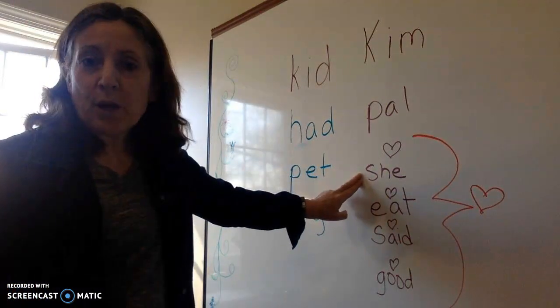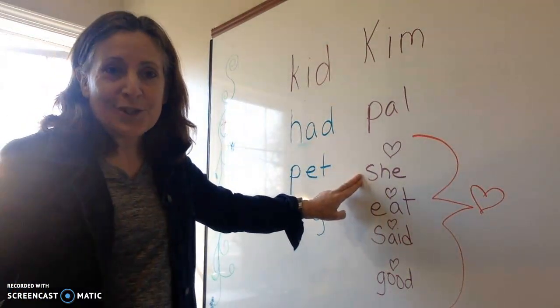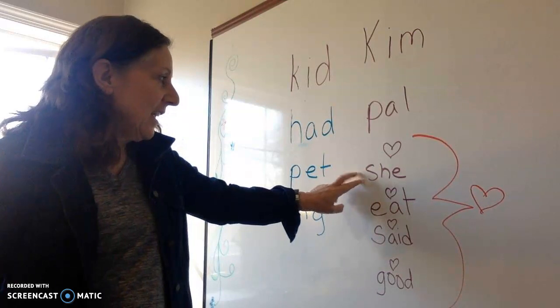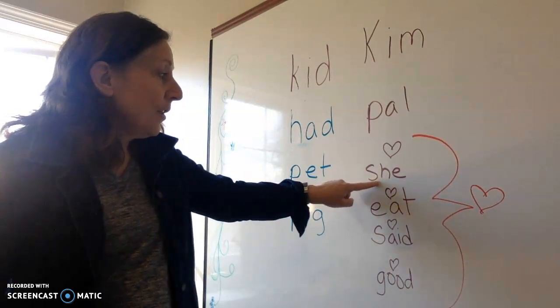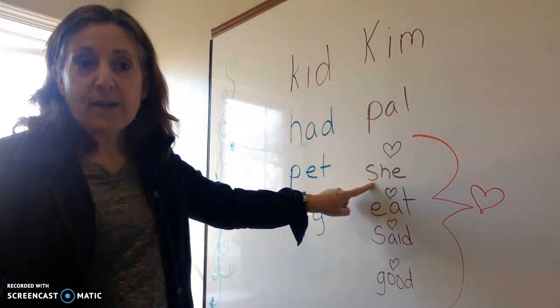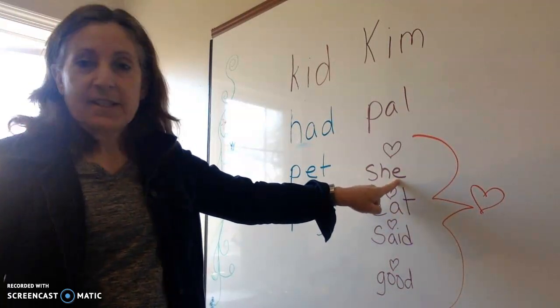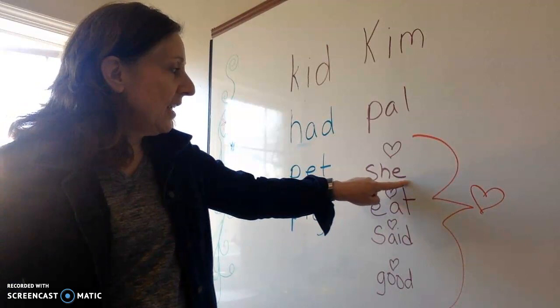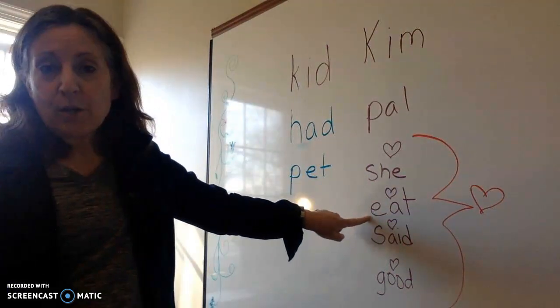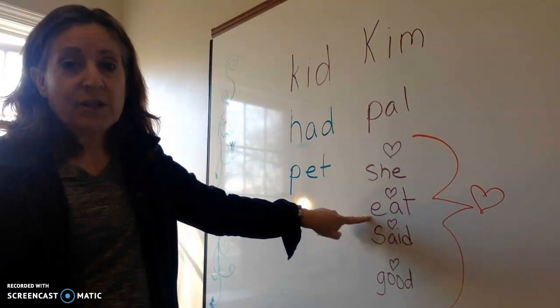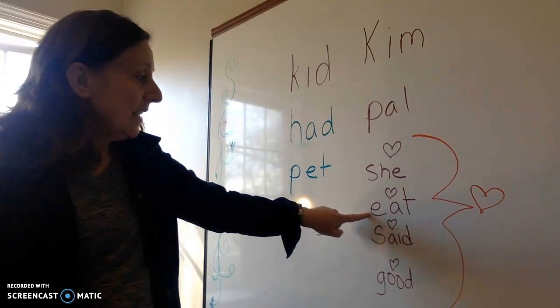The first heart word that we're going to use is the word she. She. You know, the SH, which is a digraph, says sh, and this is an open E, so the word is she. The next heart word or sight word we are going to learn is eat.